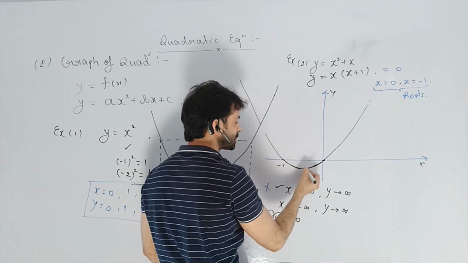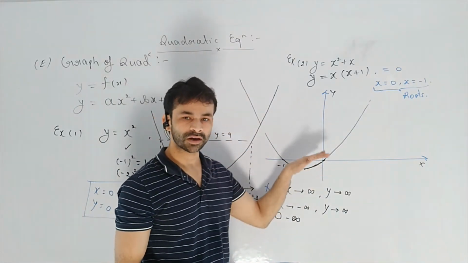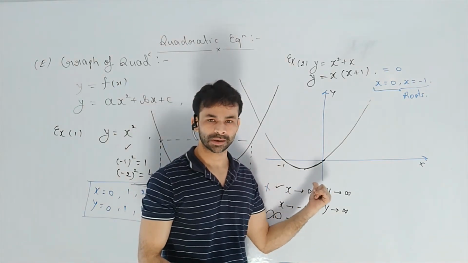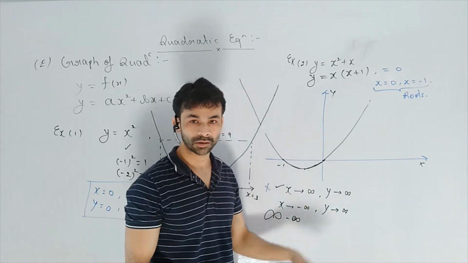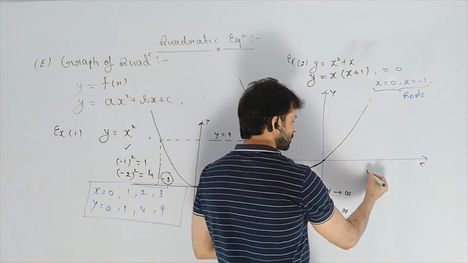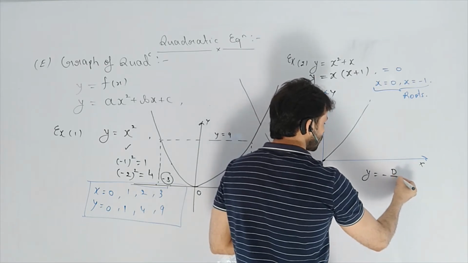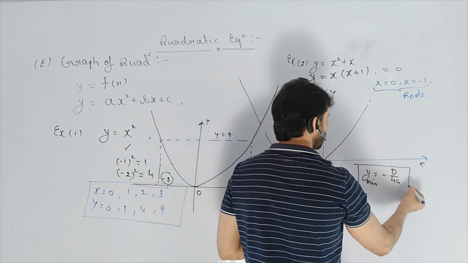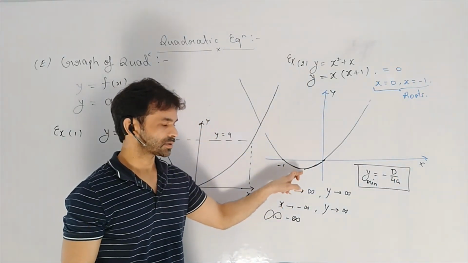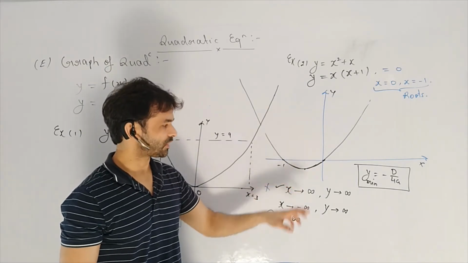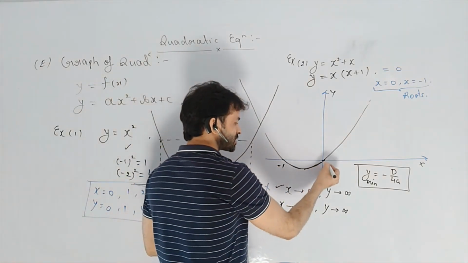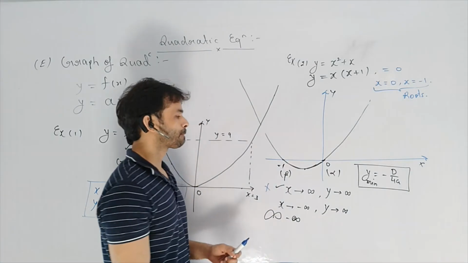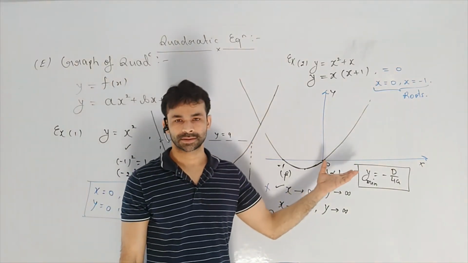Means in between somewhere it will have the minimum value. We can find that point; actually we have done that in the earlier class, the minimum value of a quadratic. If you remember, that was minus D by 4, the minimum value of y. So y is equal to minus D by 4 is the minimum value. And this is minus 1 and 0. You can say one root alpha and the other root beta. So the graph is like this.